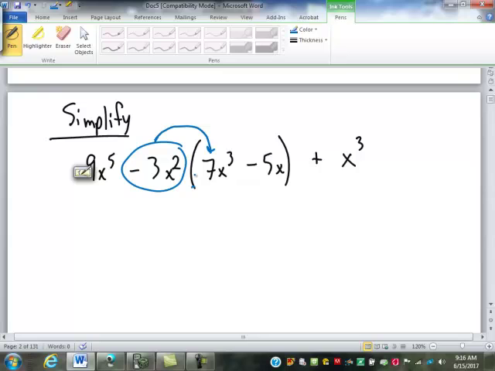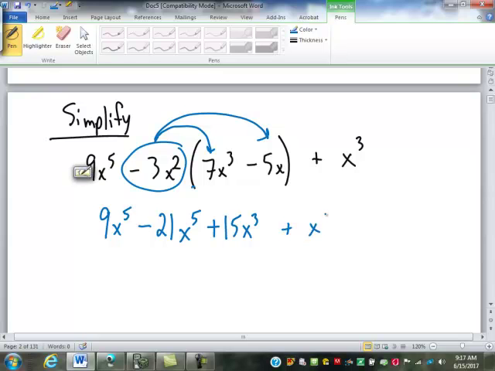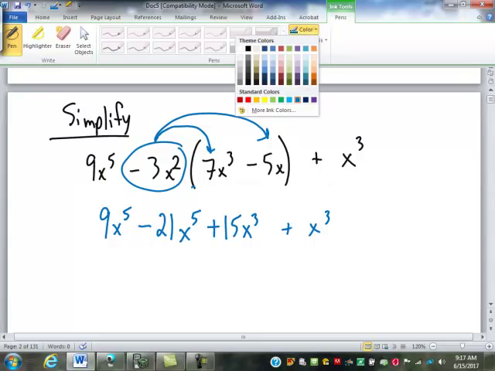Negative 3x squared times 7x to the third is negative 21x to the fifth. Negative 3x squared times negative 5x is positive 15x to the third. And then the rest of the problem is still there: the 9x to the fifth and the plus x to the third. Now what?